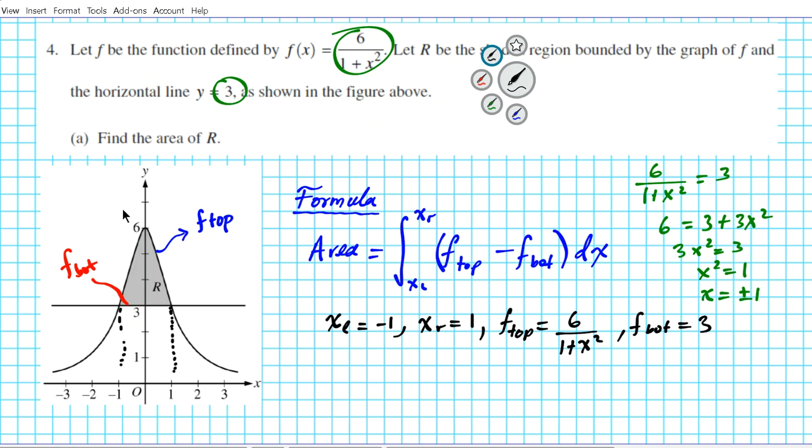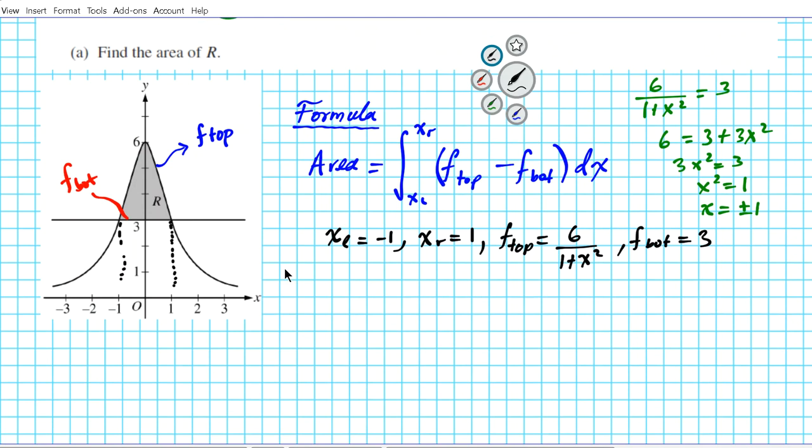All right, we have everything we need. Let's go ahead and put it into the formula. So our area is going to be the integral from negative 1 to 1 of f top, which is 6 over 1 plus x squared, minus f bottom, which is 3, with respect to x, dx.